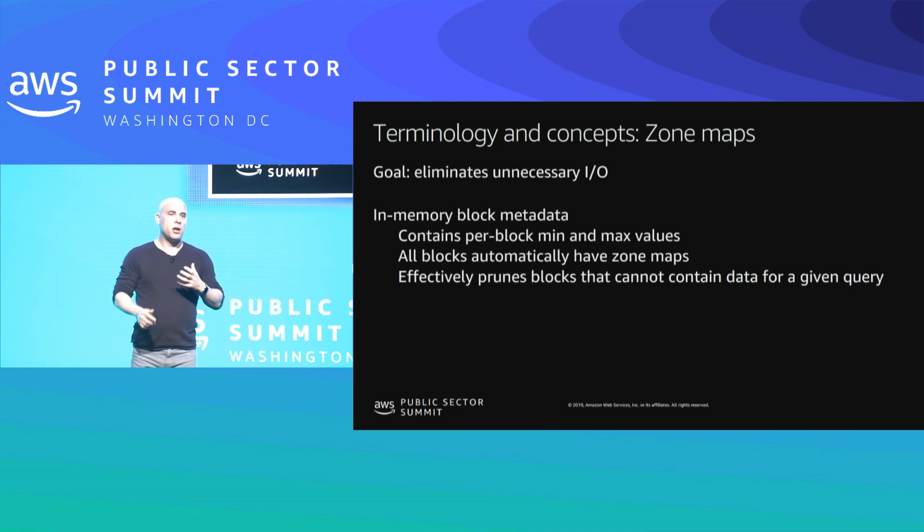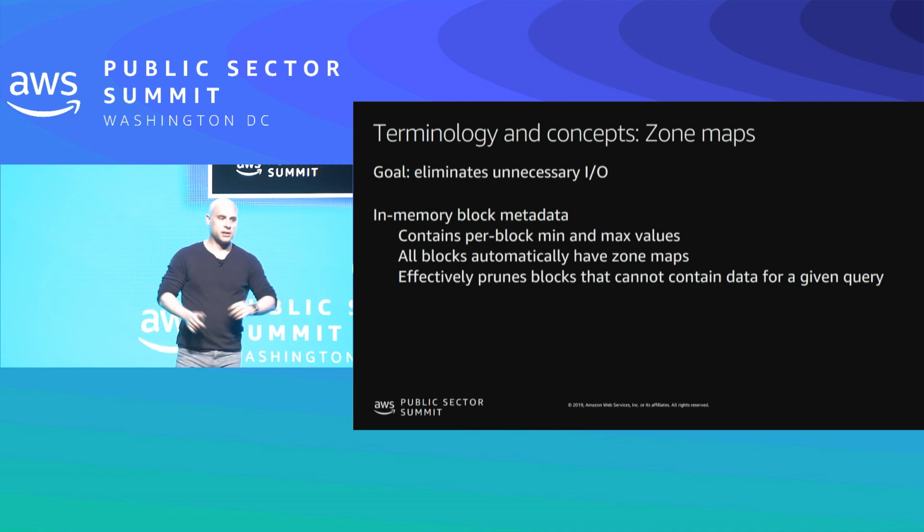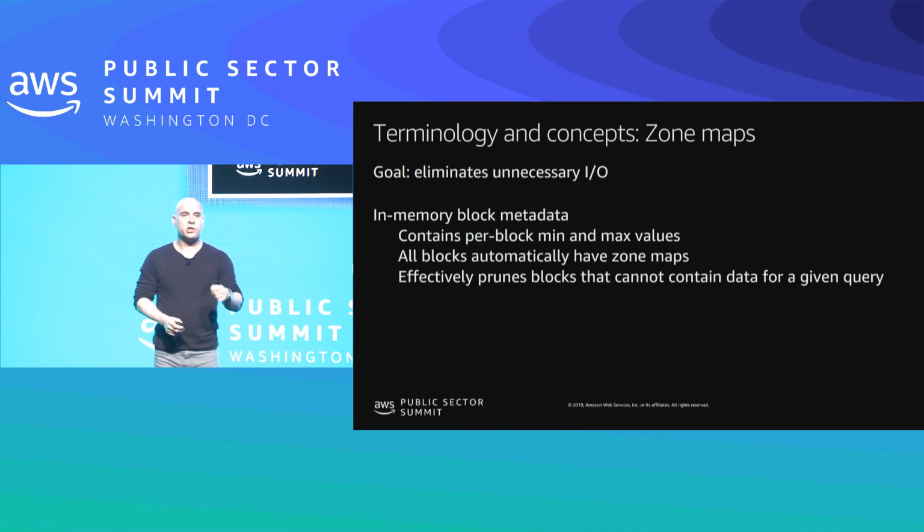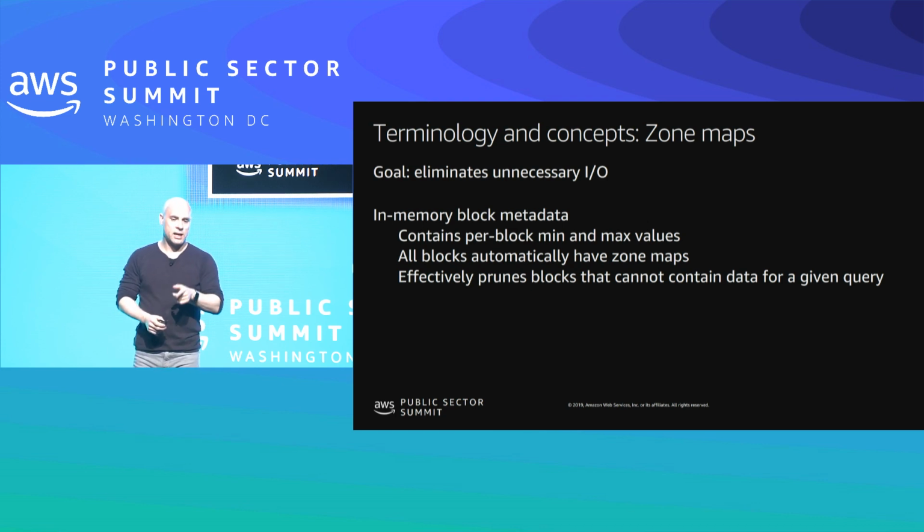So the next piece of terminology, zone maps. This is really just metadata about the blocks. The important piece of metadata in here is the minimum and maximum values. So Redshift automatically stores the min and max value for every single block in the entire system. We use that information to reduce I/O, and I'll illustrate how that works in about 3 slides from now.